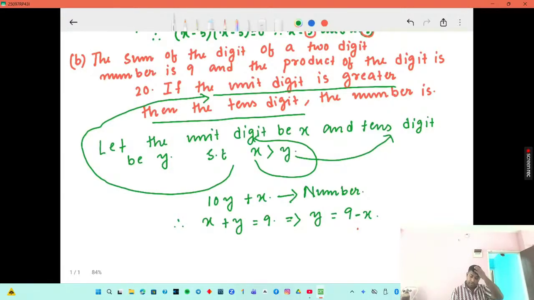Now, if the value of y is 9 minus x, then the number formed will be 10 times (9 minus x) plus x. Is it clear to you? And for another part of the question, the condition is given as the product of the digits is 20. So now I can write x into y is equal to 20.